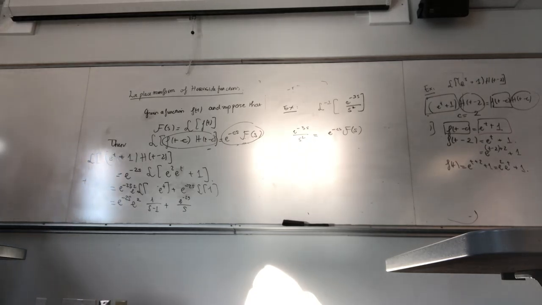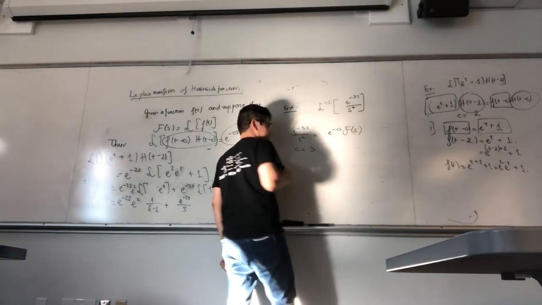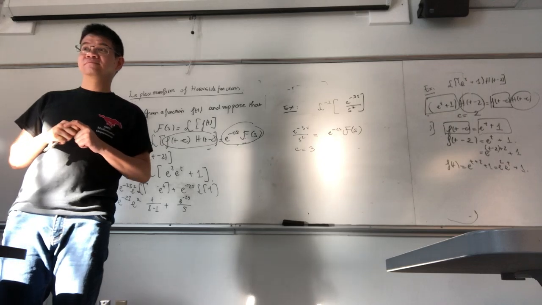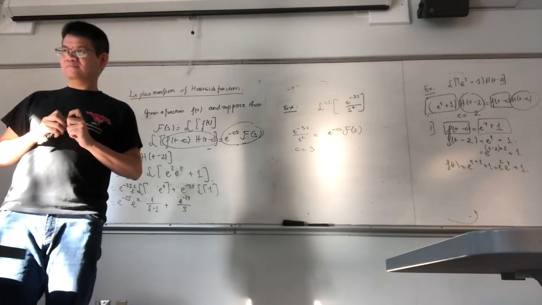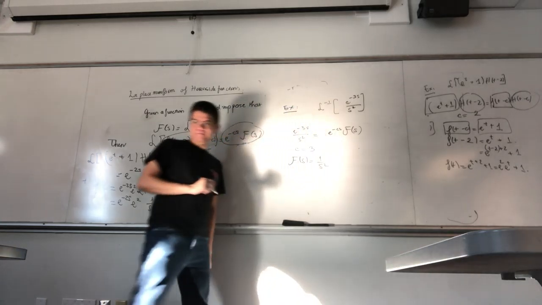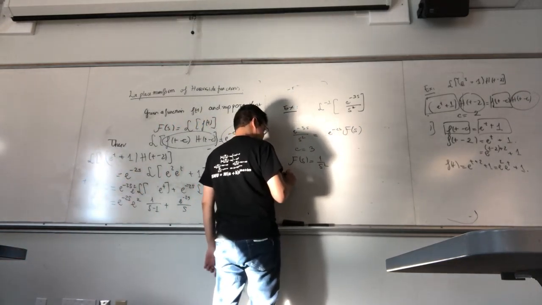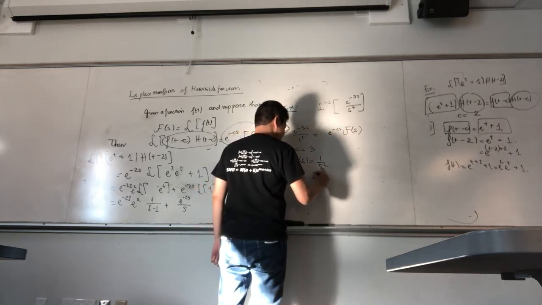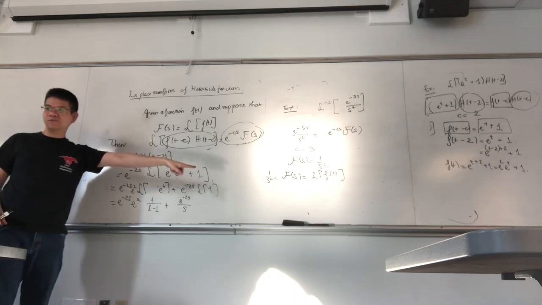So what is c in this case? 3. So in this case, I can see that c has to be 3. What is the capital F? So the capital F will be 1 over s squared, right? The capital F of s in this case will be the Laplace transform of some other function, like in this formula, right? So what is the small f?